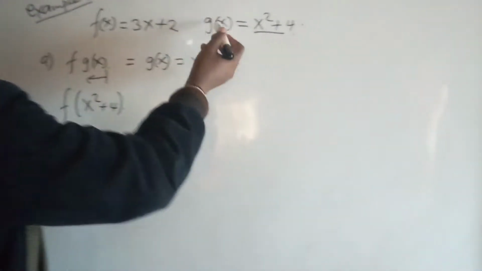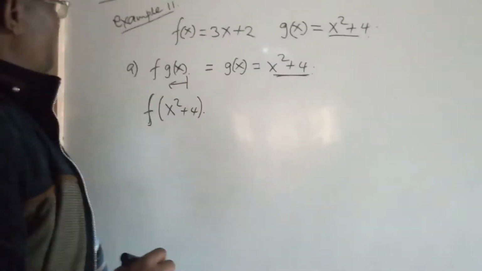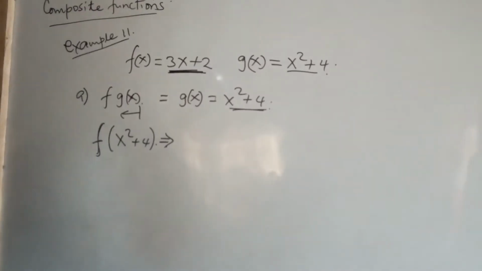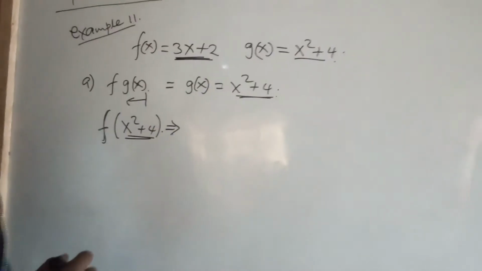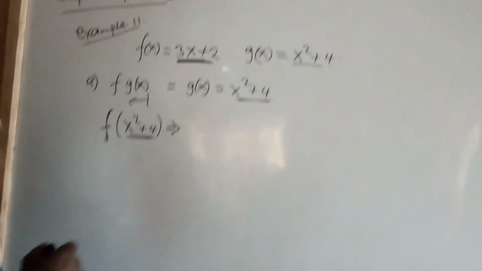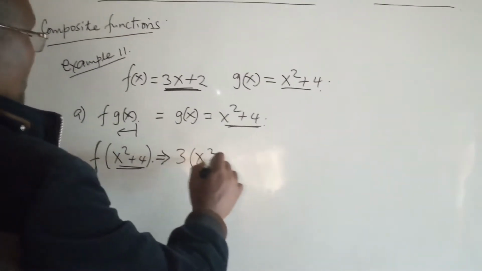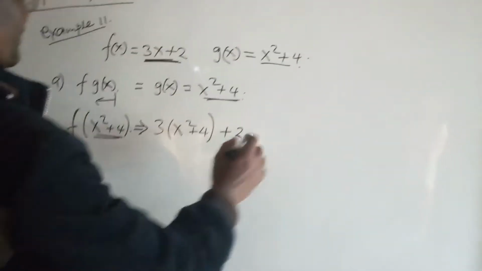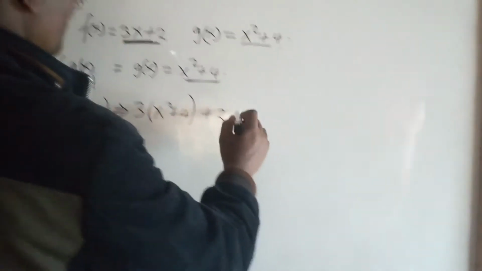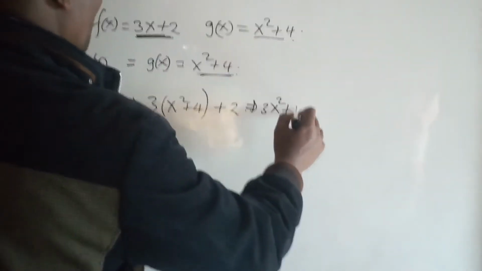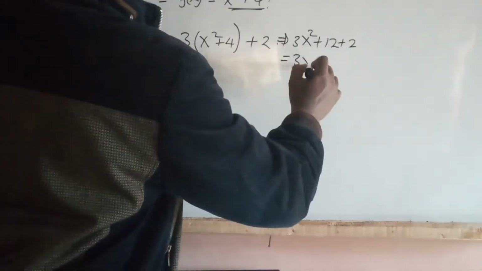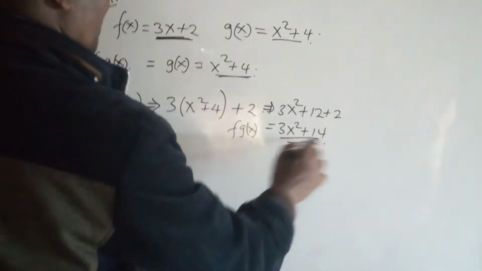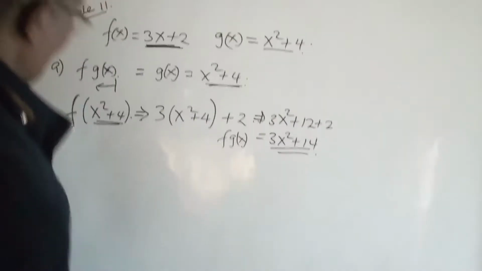Now we take g(x), x squared plus 4, because this is the product after g, and we evaluate it under function f. The rule of the game in function f is 3 times whatever the value of x is, after which you add 2. That means 3(x squared plus 4) plus 2. Opening this bracket gives 3x squared plus 12 plus 2, which is 3x squared plus 14. So f(g(x)) is simply 3x squared plus 14.